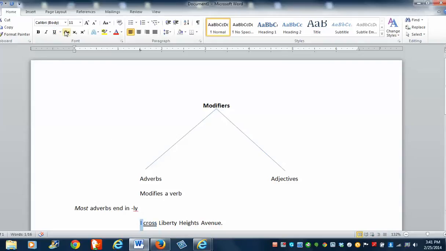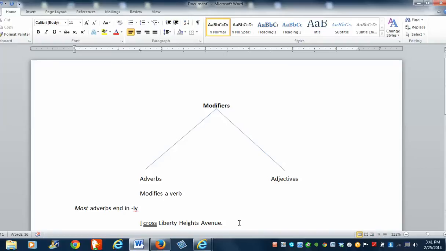And who's doing the crossing? I am. And so there's my subject. And remember that the subject of a sentence can be a noun, proper, common, or gerund, or a subject pronoun. So this is a subject pronoun. So I've got my subject and my verb identified.